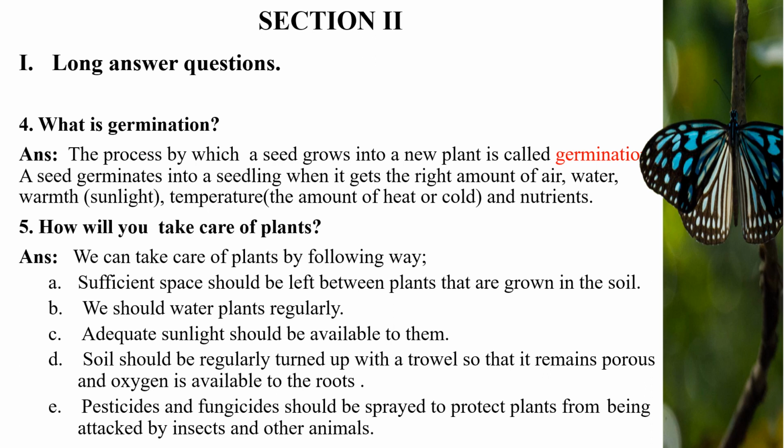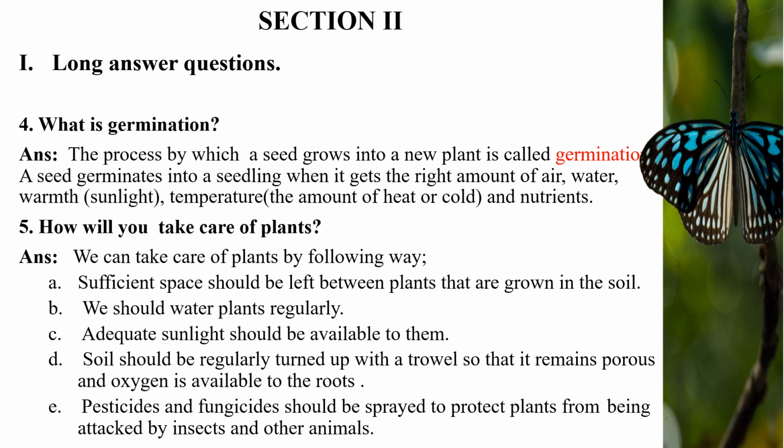Fourth question, what is germination? Answer, the process by which a seed grows into a new plant is called germination. A seed germinates into a seedling when it gets the right amount of air, water, warmth, that is sunlight, temperature, that is the amount of heat or cold, and nutrients.